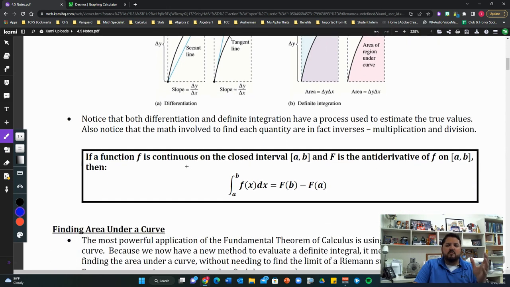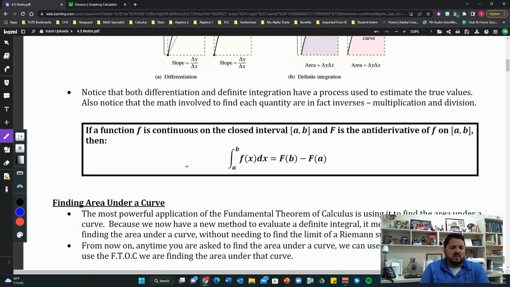So what the fundamental theorem of calculus says, this is actually the definition of the fundamental theorem of calculus: if a function f is continuous on the closed interval from a to b, and capital F is the antiderivative of f on the interval a to b, then the integral from a to b of f of x dx is actually equal to the antiderivative F evaluated at b minus the antiderivative F evaluated at a.